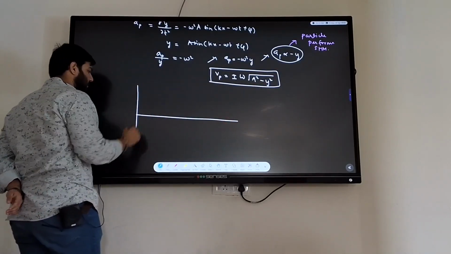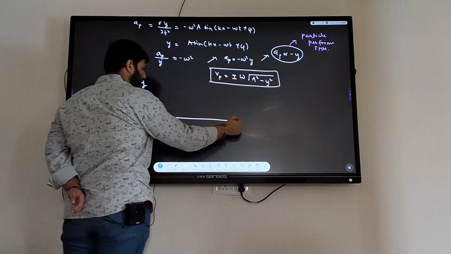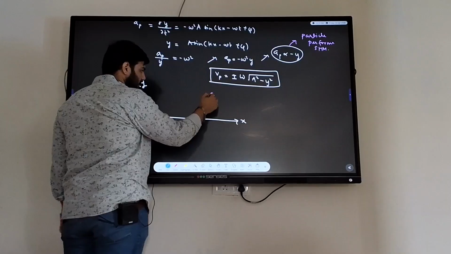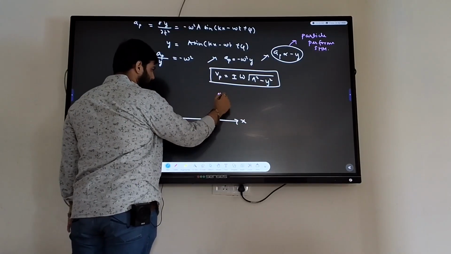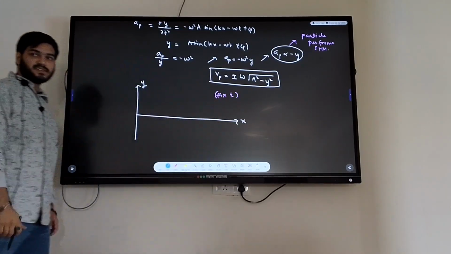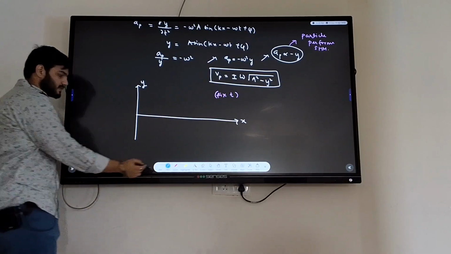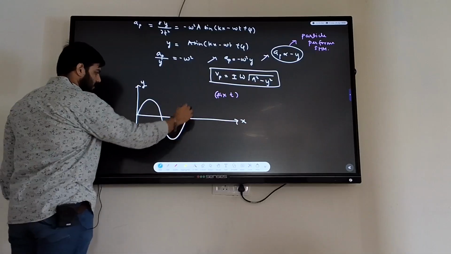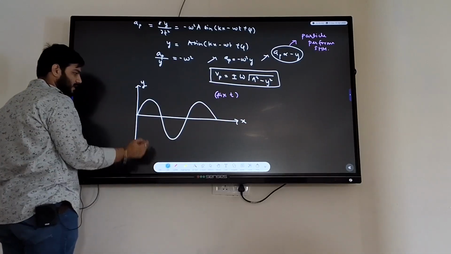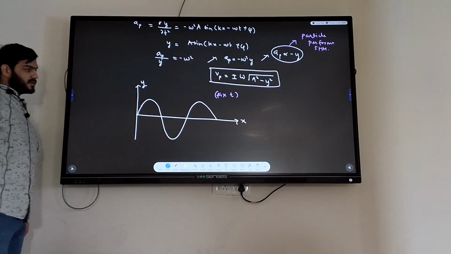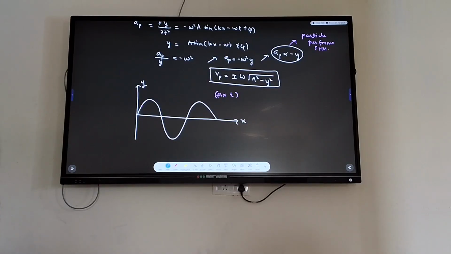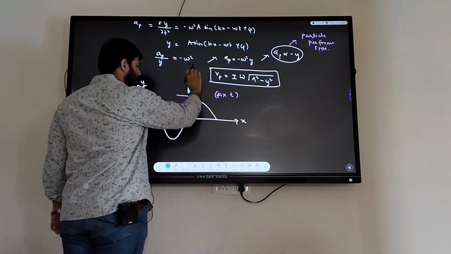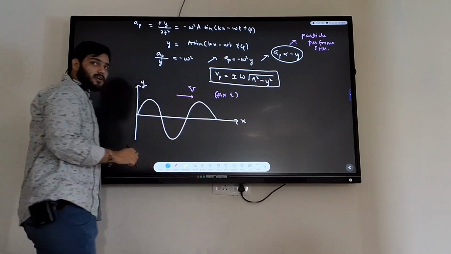Let's say you have a graph like this. When you make a y versus x graph, what will you fix? Fix time. Let's say you're fixing time, then you have a graph like this. At this point, can you tell me what is the direction of velocity? Let's say the velocity of the wave is along the positive direction.